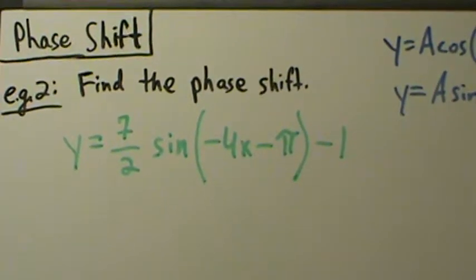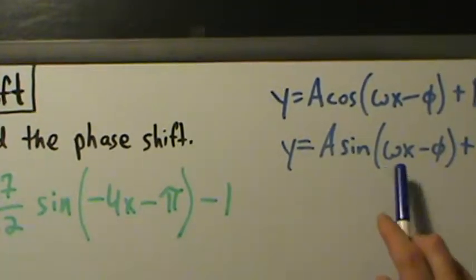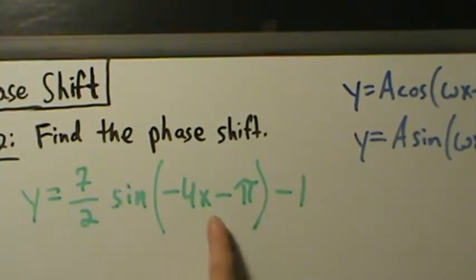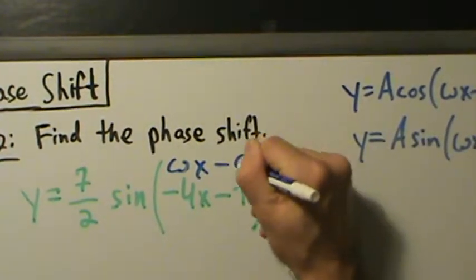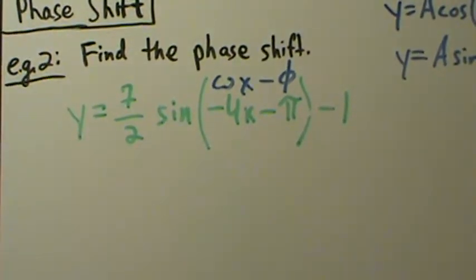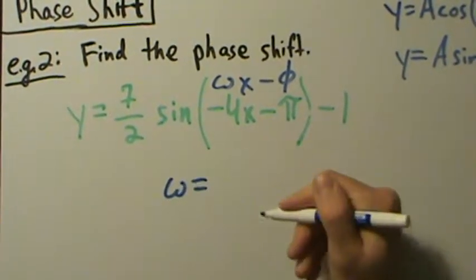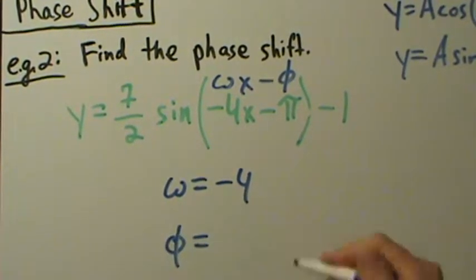So now we just have to identify what's omega, what's phi. So it's blah, blah, blah, omega x minus phi. We already have it in that form here, that's good. So this is omega x minus phi. So we just identify what is omega. Omega is negative 4, right? What's phi? Phi is just plain old pi.